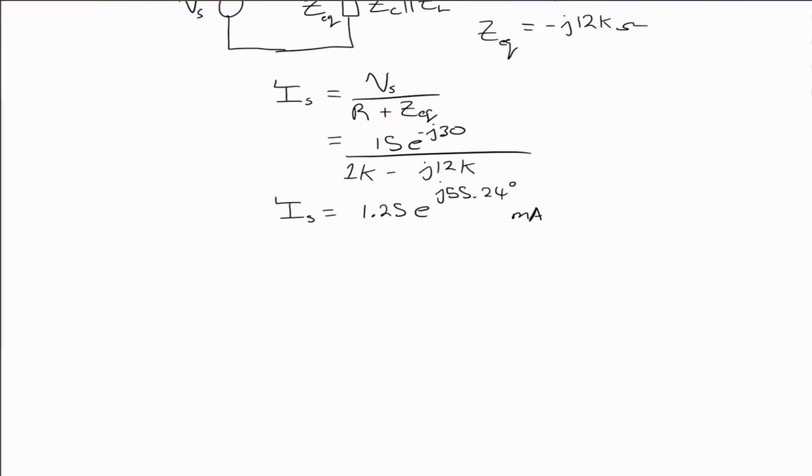So to convert from that to the time domain, we use our phasor to time domain relationship. So we get a current of Is(t), which is equal to the coefficient A, which is 1.25, times cosine 5 times 10 to the power of 4 t. You can just write that as that, plus the angle of 55.24 degrees. And that's in milliamperes.